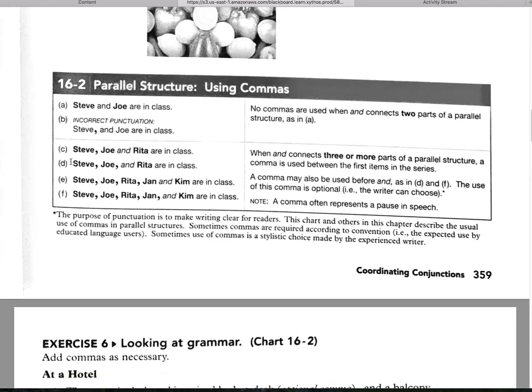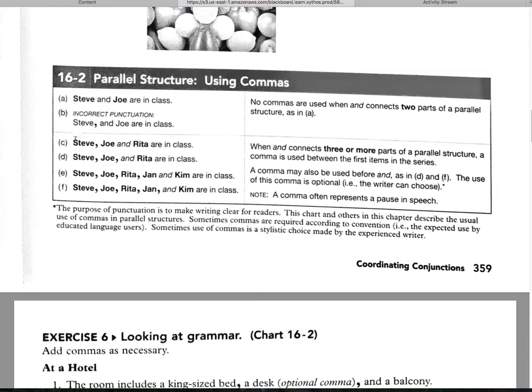Look at example C. Steve, comma, Joe, and Rita are in class. And D, Steve, comma, Joe, comma, and Rita are in class. Okay? Here, remember that when you have 3 or more, the comma before "and" is optional. So this is correct. Steve, comma, Joe, and Rita are in class, or Steve, comma, Joe, comma, and Rita are in class. I prefer this one, D, but both are correct.